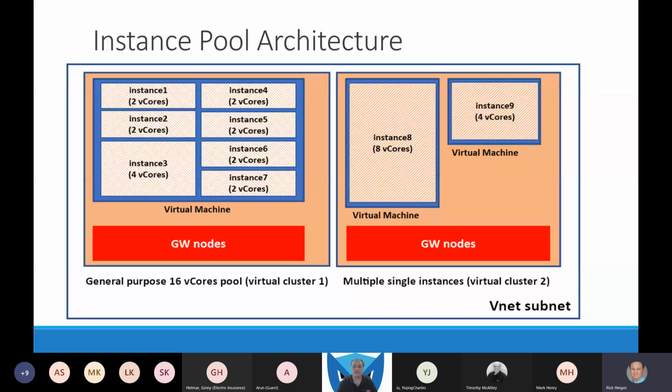Okay. So this is kind of what instance pool architecture would look like. On the left-hand side is what an instance pool would look like. I could have, for example, 16 vCores, and I could slice them up into, in this case, six 2 vCore instances and one 4 vCore instance, and have that all inside an instance pool. Typically, what I've had to do in the past was, underneath the covers, everything is running on a VM. So each instance is on its own VM, whereas with instance pools, I have a lot of instances running on the same VM. So again, it's a trade-off sometimes of what might be good for your situation versus others.